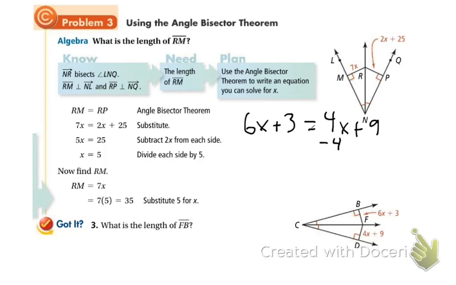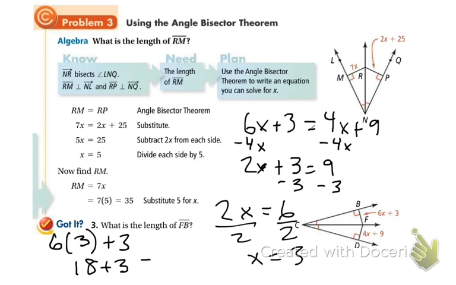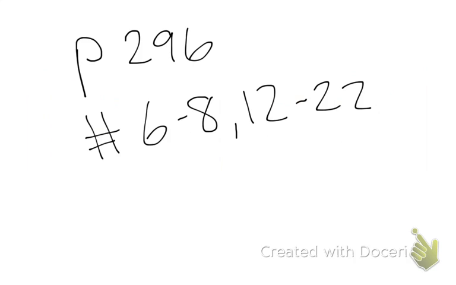So I subtract 4x, subtract 4x. 2x plus 3 is equal to 9. Subtract 3. I get 2x is equal to 6, divided by 2. And I get x equals 3. And then they want me to find what the length of FB is. So 6 times 3 plus 3, that's 18 plus 3, which is 21. And there's your homework.